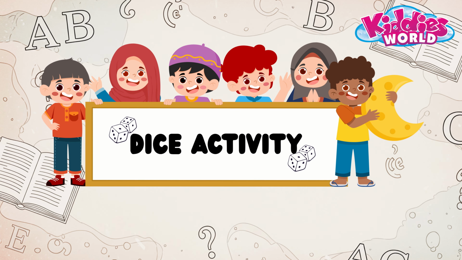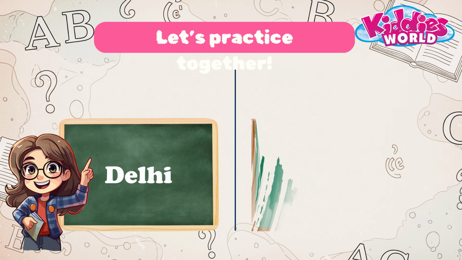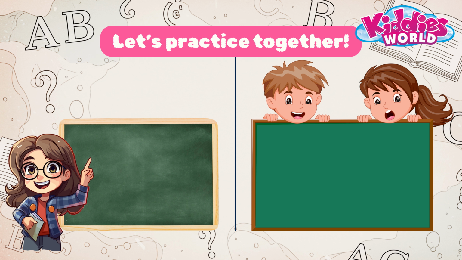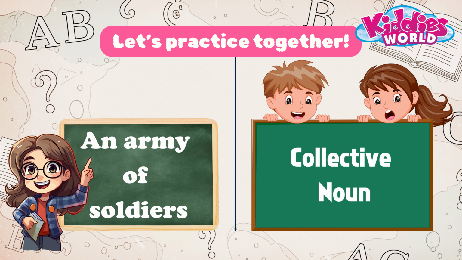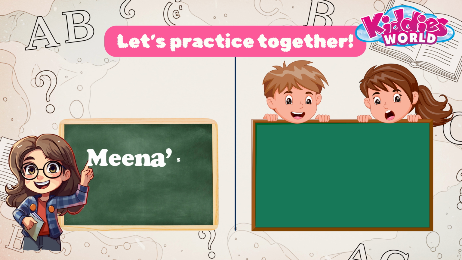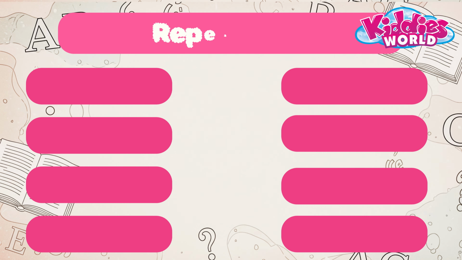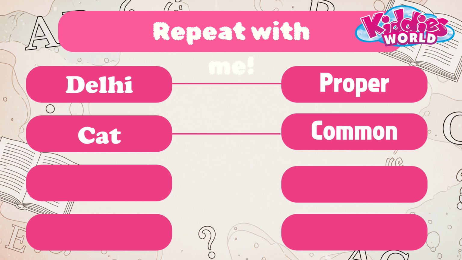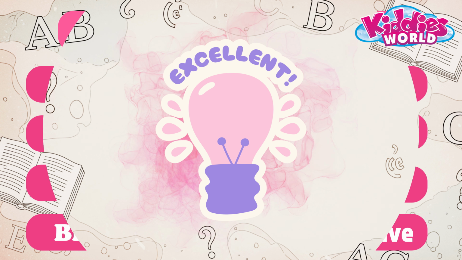Dice activity. Now let's practice together. If I say Delhi, you say proper noun. If I say cat, you say common noun. If I say an army of soldiers, you say collective noun. If I say Meena's bicycle, you say possessive noun. Say them again with me slowly. Delhi, proper, cat, common, army, collective, bicycle, possessive.